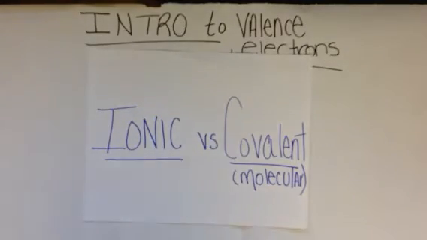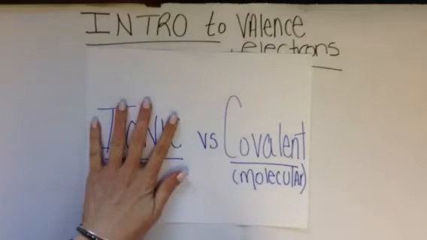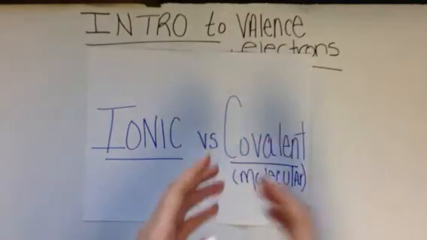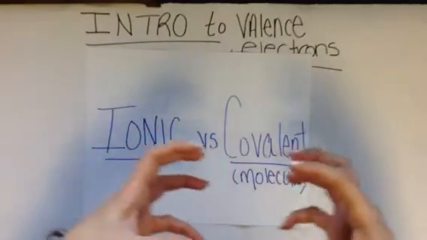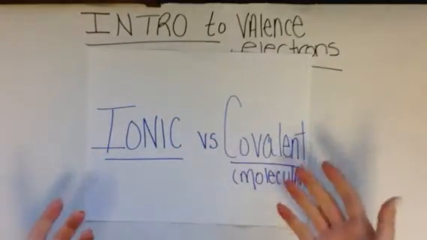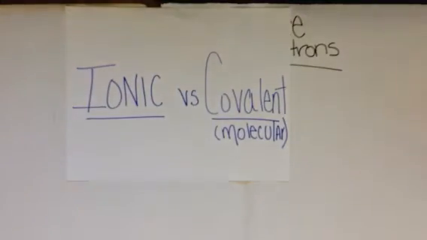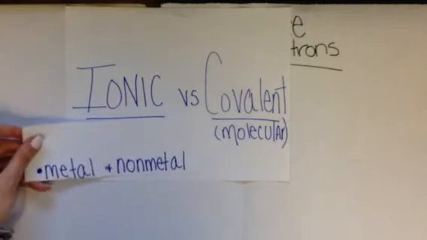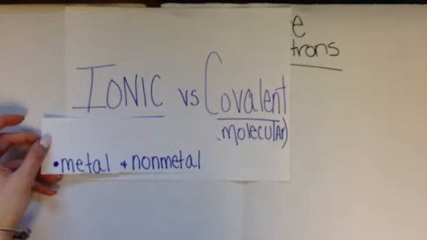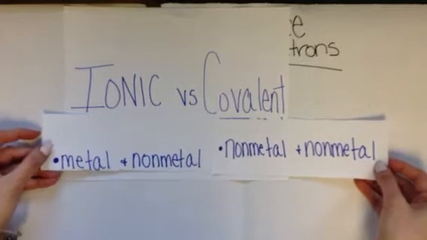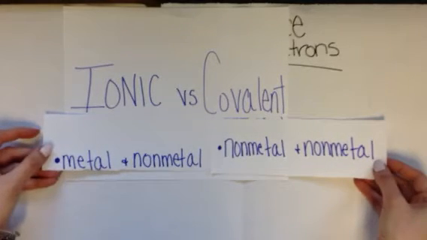versus molecular compounds. In an ionic compound, the atoms are being held together by ions. In a molecular compound, the atoms are being held together by what we call covalent bonds. So some real quick differences that you should know between these two are ionic compounds are between metals and nonmetals, whereas covalent or molecular is between a nonmetal and a nonmetal.